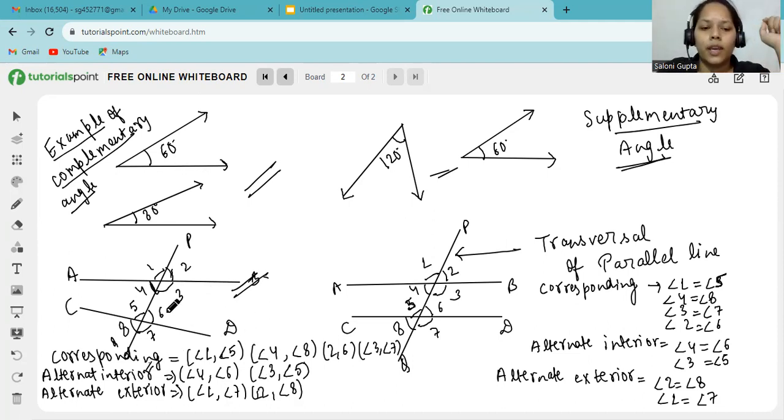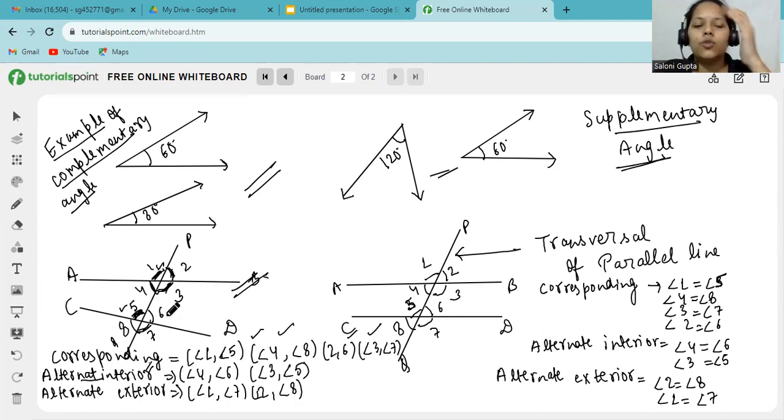In the case of corresponding angles, what are the corresponding angles? They are at the corresponding positions of these lines. You can see the example angle 1 and 5, then angle 3 and angle 7, then 2 and 6, and 4 and 8. So these all are examples of corresponding angles.